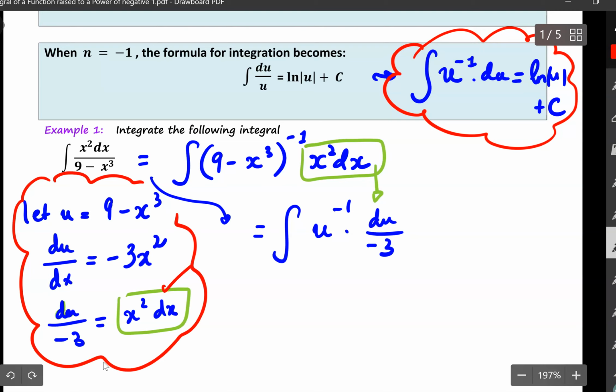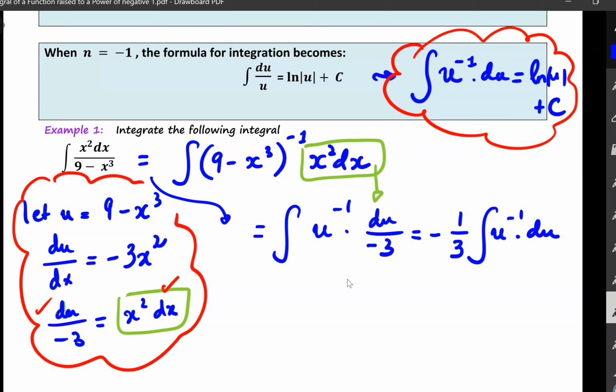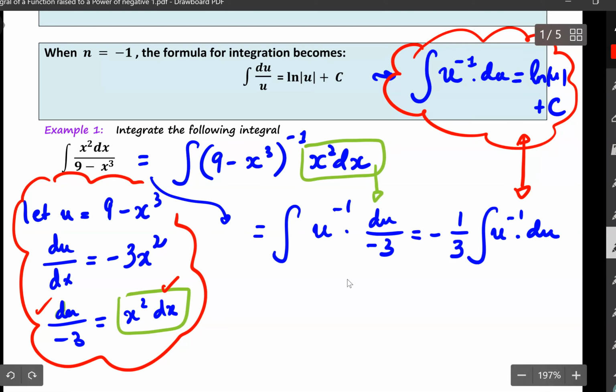We already achieved our purpose, having that and the other side equal to du over -3. So what you can do now is bring this constant across the integral sign. So that will be negative 1/3 times the integral of u to the exponent -1 times du. So now you see you have the exact match for this. Okay, you have the exact match for this, right? So you can go ahead and apply this formula.